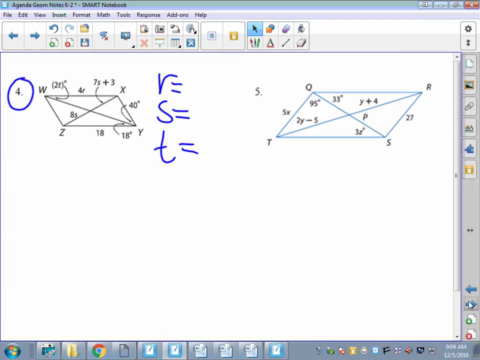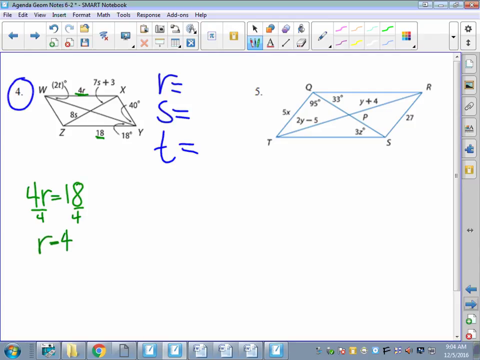So let's start with the R's. Here's a piece of R information. It's on a side. What's the only other thing that we definitely know that we can use? Well, the opposite side has to be congruent, right? So 4R equals 18. When you divide by 4, I believe you'd get a 4.5.